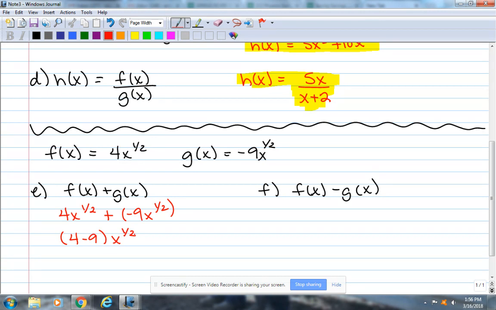And since the x's are the same, it's kind of like reverse. I'm factoring the x to the 1/2 out. Does that make sense? Kind of what I'm doing is factoring. And then I'm going to combine the 4 and the 9. So what is 4 minus 9? Negative 5. So the answer is negative 5x to the 1/2 power.